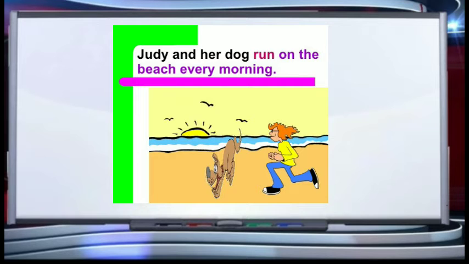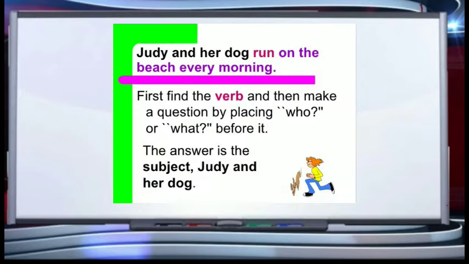For example, look at the sentence given over here. Judy and her dog run on the beach every morning. Now, in this sentence, first find the verb and then make a question by placing who or what before it. The answer is the subject, Judy and her dog. Who run on the beach every morning? Judy and her dog. So, Judy and her dog is the subject of the sentence.